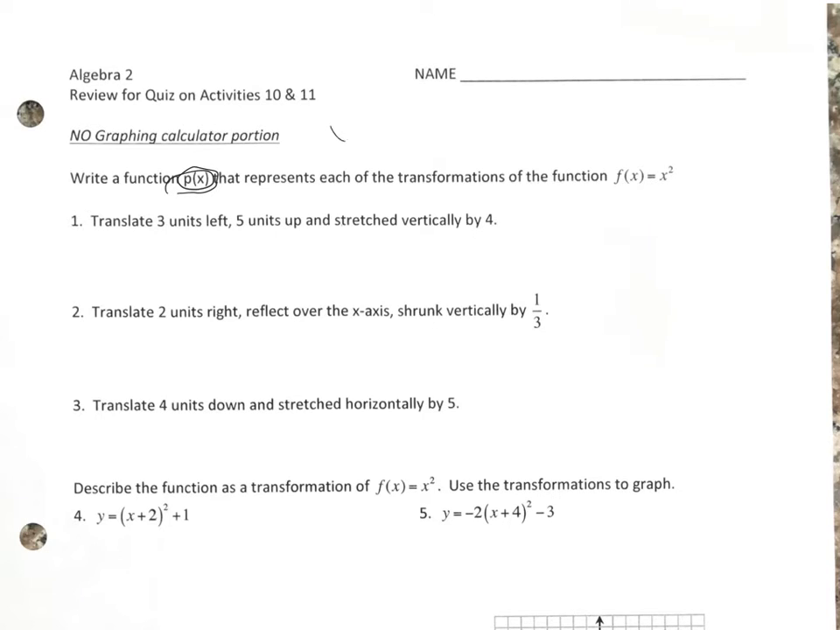So if you recall, this number out here controls your vertical stretch or shrink. Then inside the parentheses, this number controls your horizontal stretch or shrink. Then you have the letter x, of course. Then the plus or the minus. This is a left or right control right here. So plus will be to the left because it's backwards than what you think. Minus is to the right.